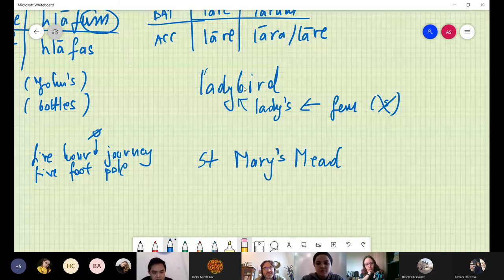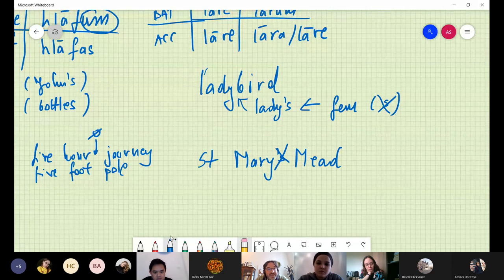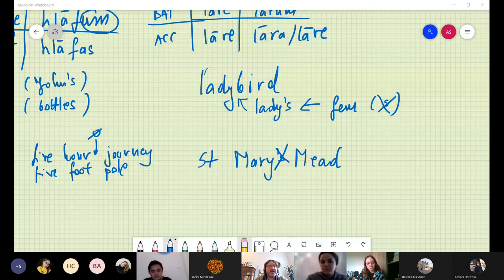So it's not St. Mary's Mead, because Mary was a feminine noun. And feminine nouns had no sir in the genitive singular. As a matter of fact, feminine nouns had no sir at all. Okay, let me ask you, can you find me a place name, somewhere, which actually shows an original masculine noun, which would still have the sir in the genitive? If you have ever been to London, what is the name of the major railway terminus in London?